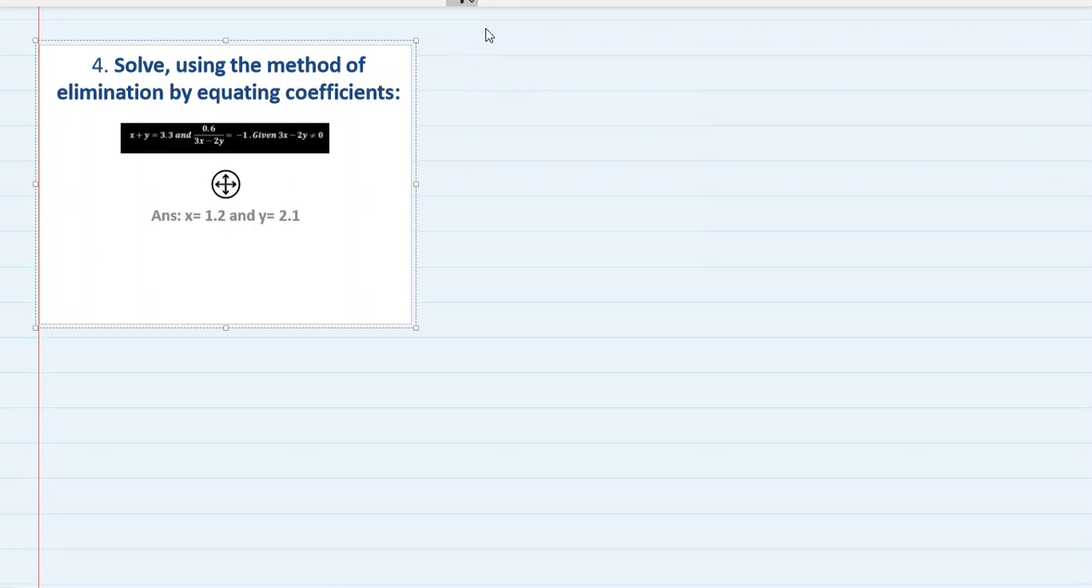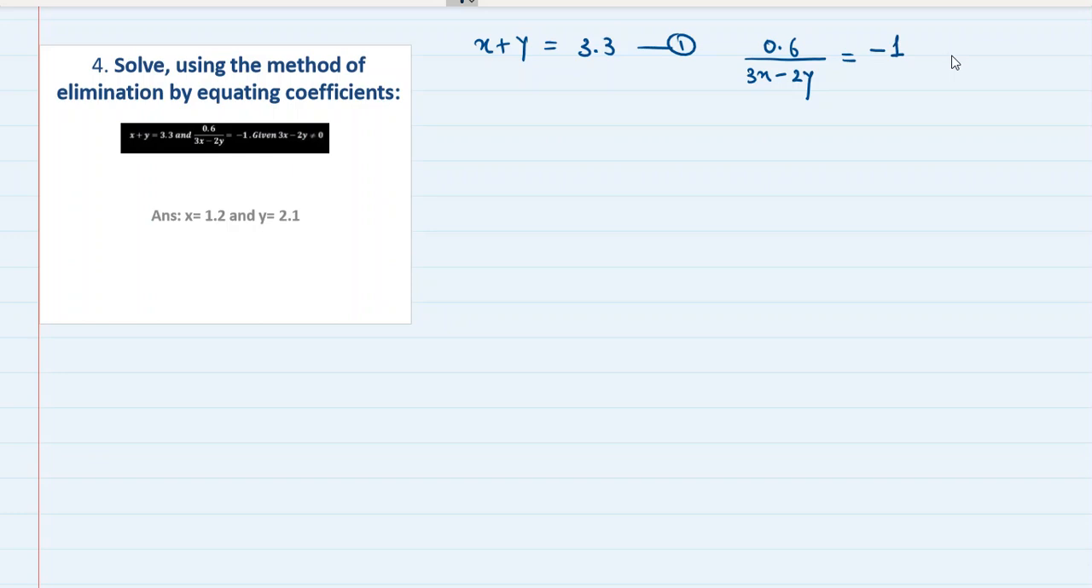Okay, so the first equation is x plus y is equal to 3.3 and 0.6 divided by 3x minus 2y is equal to minus 1. Equation number 2. Okay, so we have got these two pairs of linear equations. We have to solve them by using the method of elimination by equating coefficients.